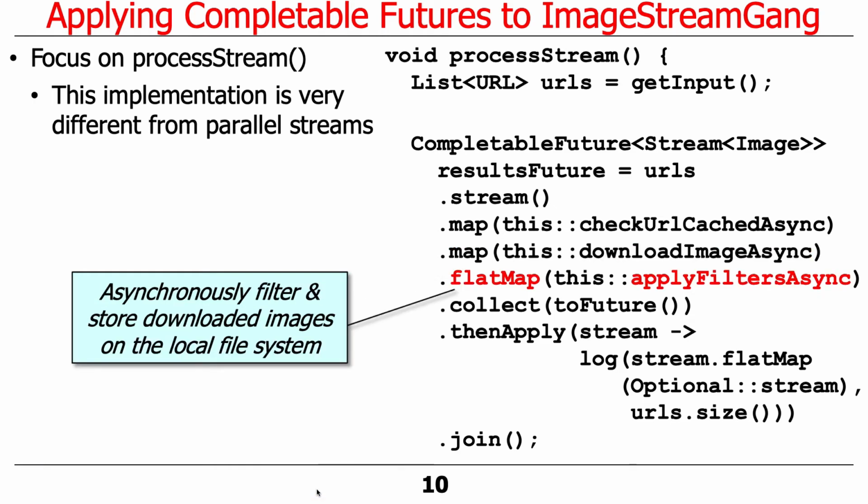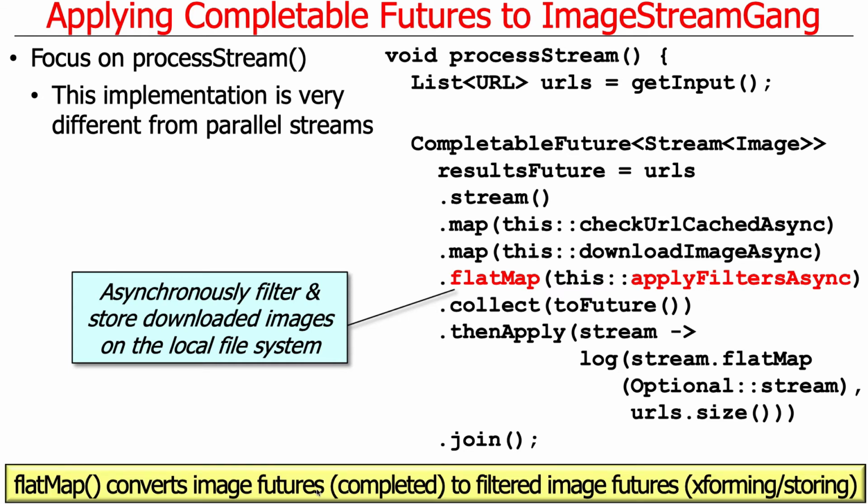So now we end up with a stream of completable futures to optional images, because download image async is going to convert the URL to an image, but it's going to be an optional image, because if it was an optional URL and it was empty, we're going to keep this thing empty. So anything that's empty will just be ignored on the way down through the chain.